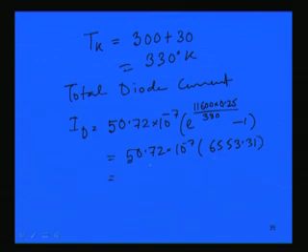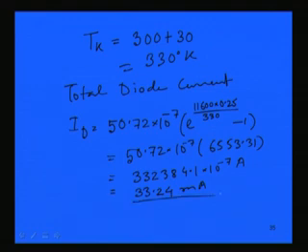Now, computing this value we get 33238.41 into 10 to the power minus 7. To write it in the milliampere order, keeping 10 to the power minus 3, it will be 33.24 milliampere, which is the answer.